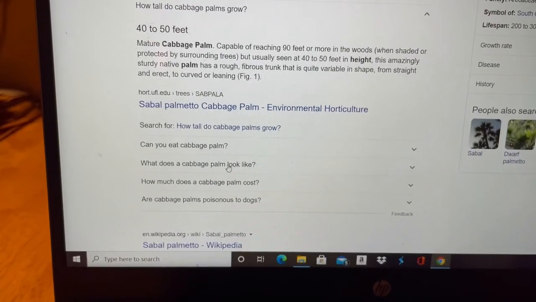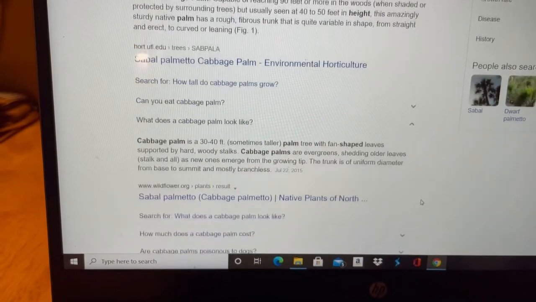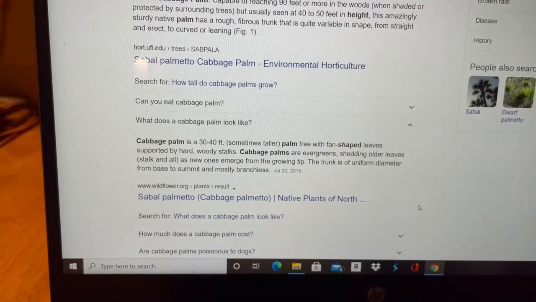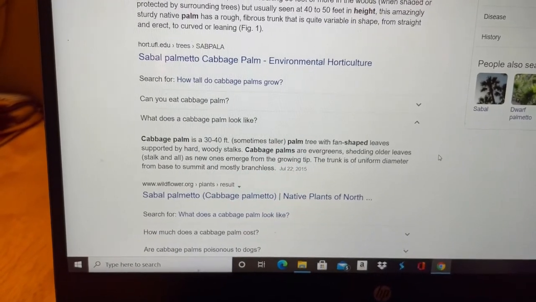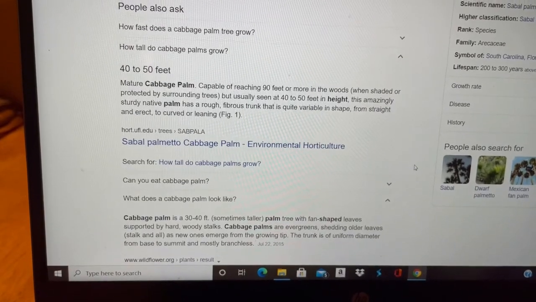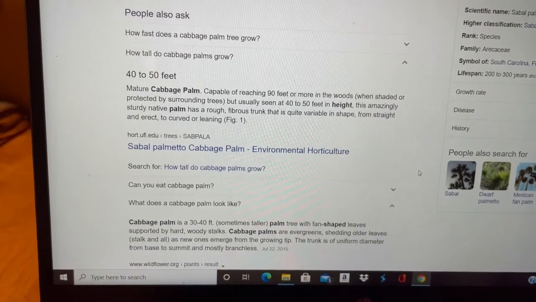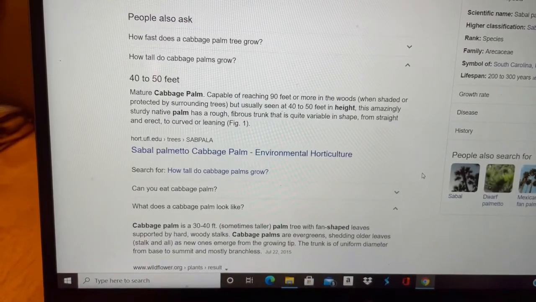All right, so that was mainly what I was doing here, looking at the cabbage palms, researching it a little bit. And I wanted to show this to Wynette too while she's right here with me, that they can get up to 90 feet tall, and 40 to 50 feet tall is a normal height for them.